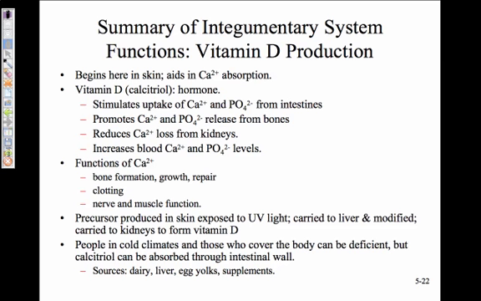So the precursors of vitamin D are produced in the skin that is exposed to UV light. Those precursors are carried to the liver and then modified, and then carried to the kidneys, so it can form vitamin D. People in cold climates and those who cover their body can be deficient in vitamin D, but calcitriol can also be absorbed through intestinal walls, through dairy, liver, egg yolks, and other supplements. Even in the dead of winter here, most people are able to get enough vitamin D from the sun, just from the limited time you're outside.